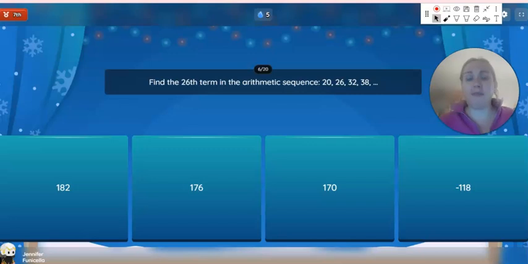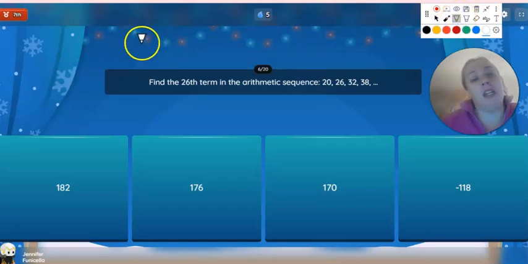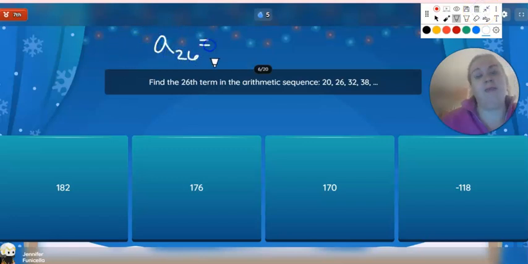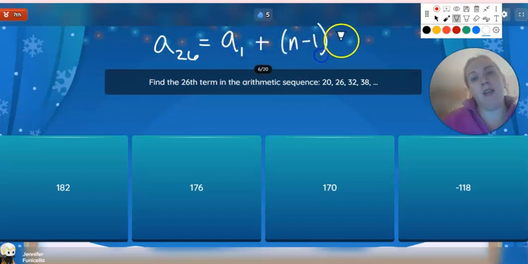Question 6. Find the 26th term of this sequence. So we're going to use our formula. A of the 26th term is the first term, A1, plus n minus 1 times the difference.